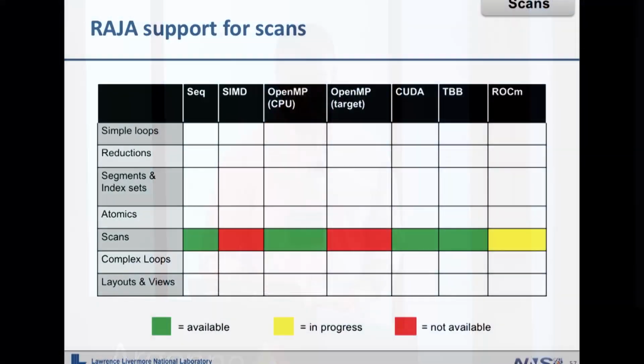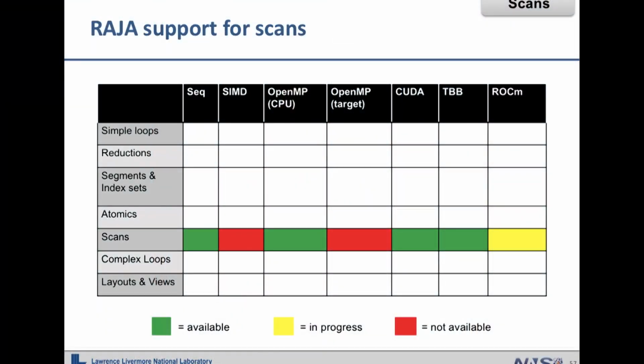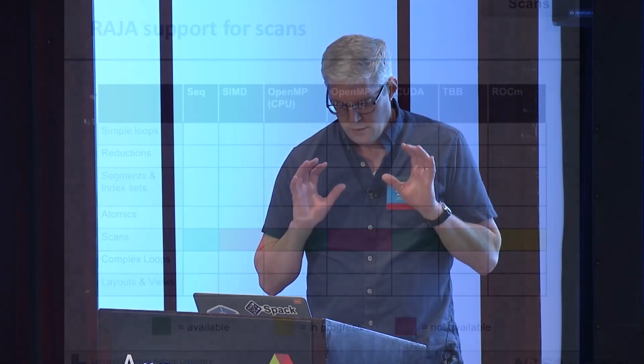Okay. Yeah, and then so the scan support, we have it running sequential, OpenMP on the CPU, CUDA, and Intel TBB. We don't have SIMD or OpenMP 4.5 scans, and again, you can tell that the ROCm AMD backend is a work in progress right now. That's actually the end of my section, so I'll hand you over to the R in Raja.